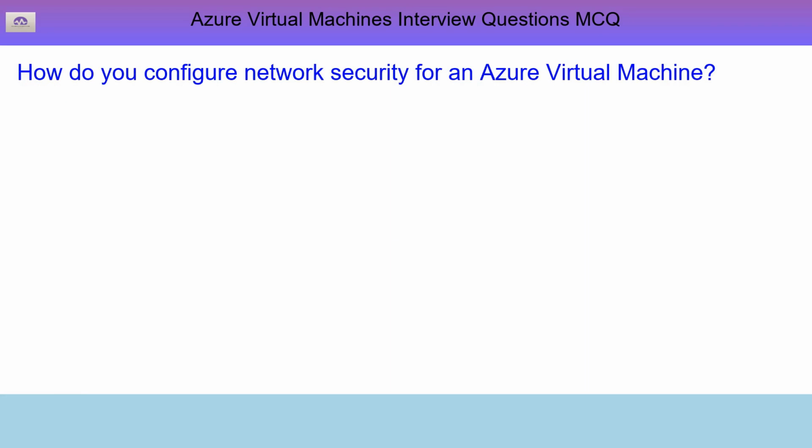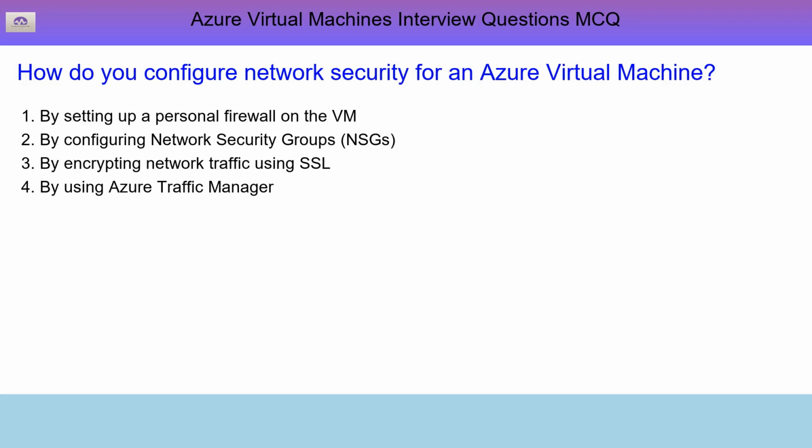How do you configure network security for an Azure Virtual Machine? Here are your options. 1. By setting up a personal firewall on the VM. 2. By configuring network security groups, NSGs. 3. By encrypting network traffic using SSL. 4. By using Azure Traffic Manager. The correct answer is by configuring network security groups, NSGs.